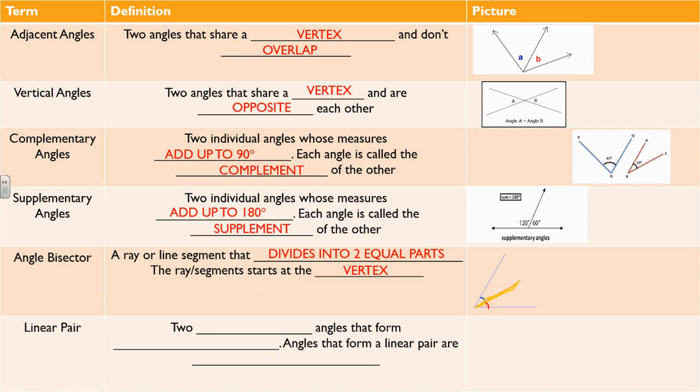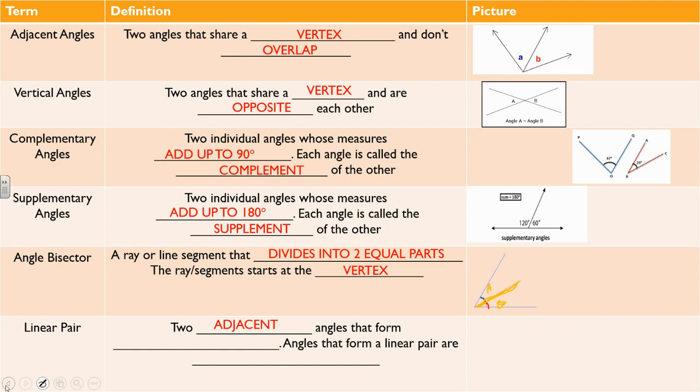Forgive me for my mouse here. It's hard to write on the screen, but let's call this angle A, and let's call this angle B. Angle A and angle B are equal to each other. So that bisector cuts that angle in half.